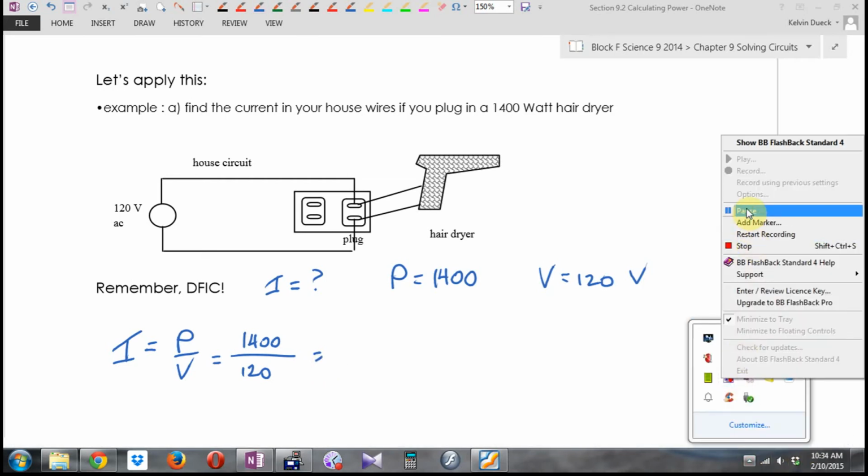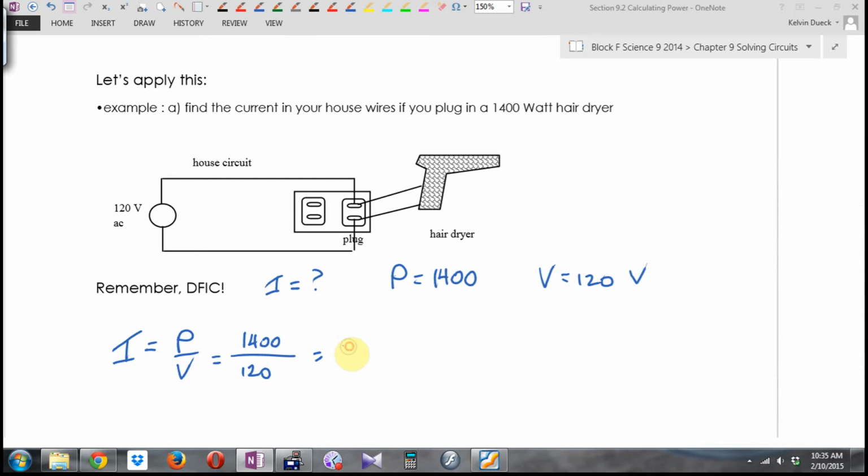We're going to pause. I'm going to go 11.6 and I'll round off 7. I usually go to not more than 2 decimal places. Units. Amps. Okay? I'm going to be asking you a bunch of these on your tests. We're going to practice them.